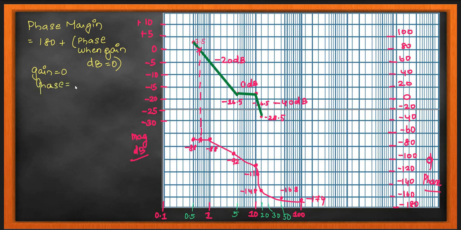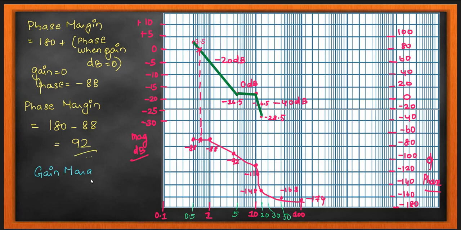Now, your phase margin. In the question, it is also told that we have to find the phase margin and gain margin. The phase margin is given by 180 plus phase when the gain in dB is 0. So this is the formula. When the gain is at 0 dB, what is the phase? I get that value to be minus 88, and 180 minus 88 is 92.